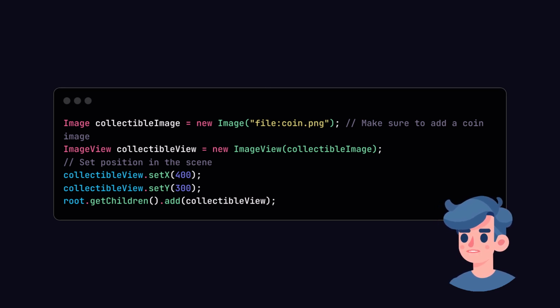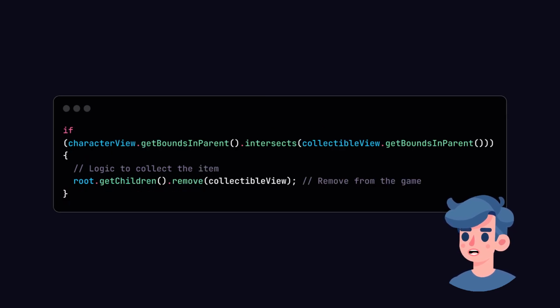How about we create some collectibles that the player can interact with? We've added a collectible image to the scene. Now let's handle the logic to check if our character collects the items. We'll use a simple collision detection based on the bounds of the images.